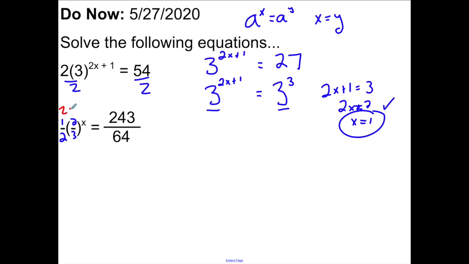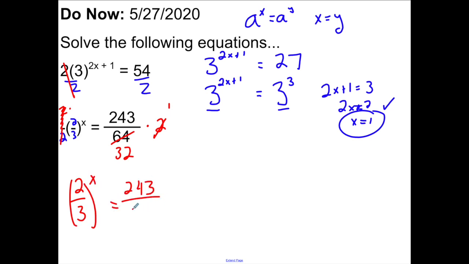So I'm going to start by multiplying both sides by 2. The reason I'm doing that is because now I have a half instead of 2. So when I've got a 2, I need to divide so they cancel. When I've got a 1/2, I need to multiply so they cancel. And then what you do on the left, you do on the right. Over here, I'm going to cancel this 2 with the 64. So I've got 2/3 to the power of x equals 243 over 32.